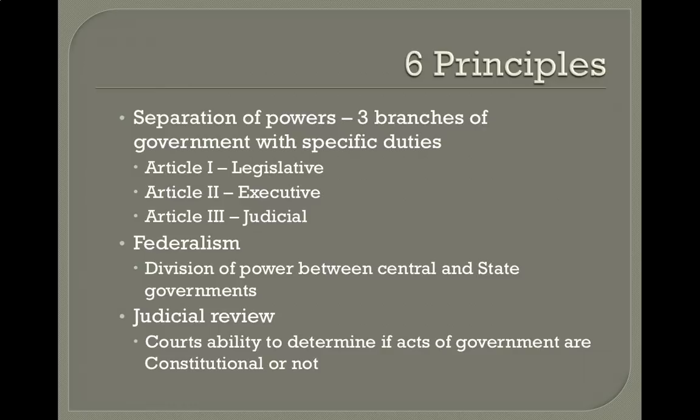And the final principle is judicial review. Judicial review is actually not found in the Constitution, but it gives the courts the ability to determine if acts of government are constitutional or not. So the judges, or the judicial branch, get to review everything that the government does, whether it's Congress or whether it's the president. And none of them can do anything that is determined to be unconstitutional.